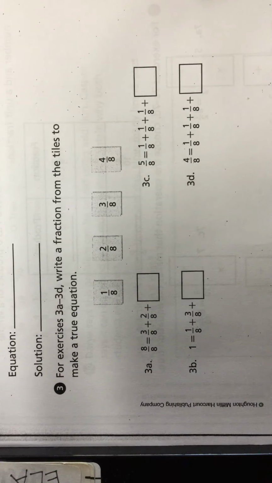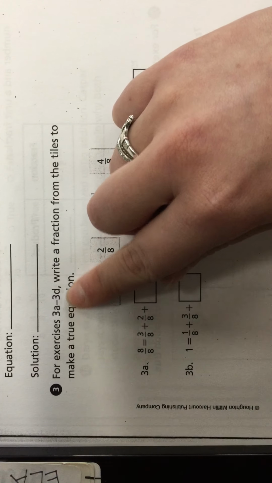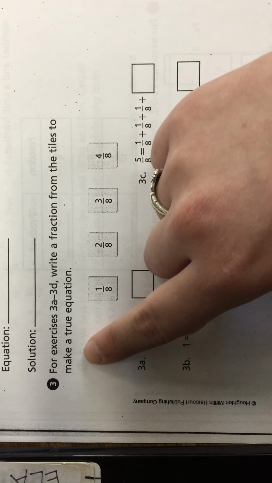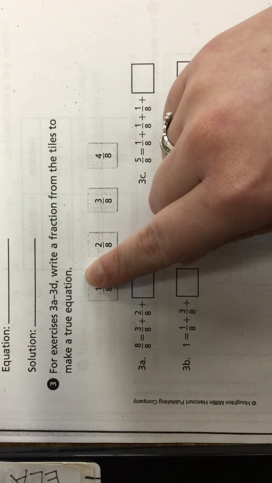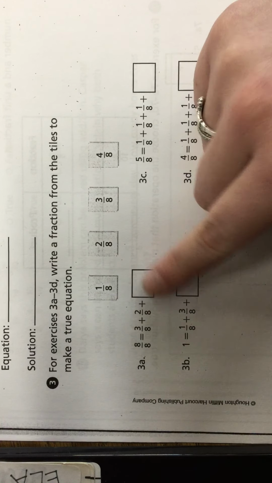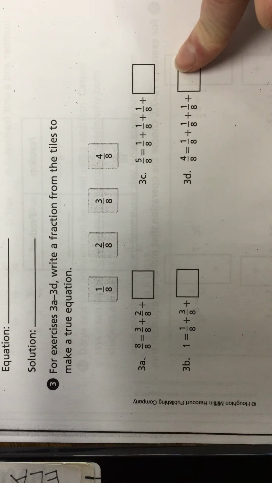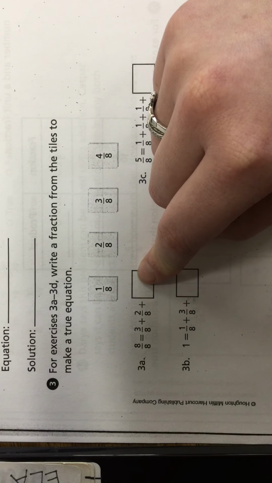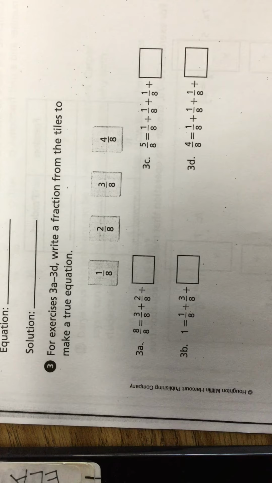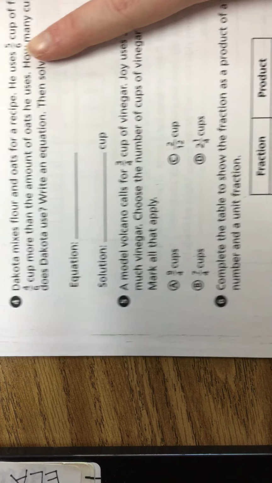Number 3, for exercises 3A through 3D, write a fraction from the tiles to make a true equation. Here are your choices. Fill in with the tiles given to make the equations true. All right, we are moving on to number 4.